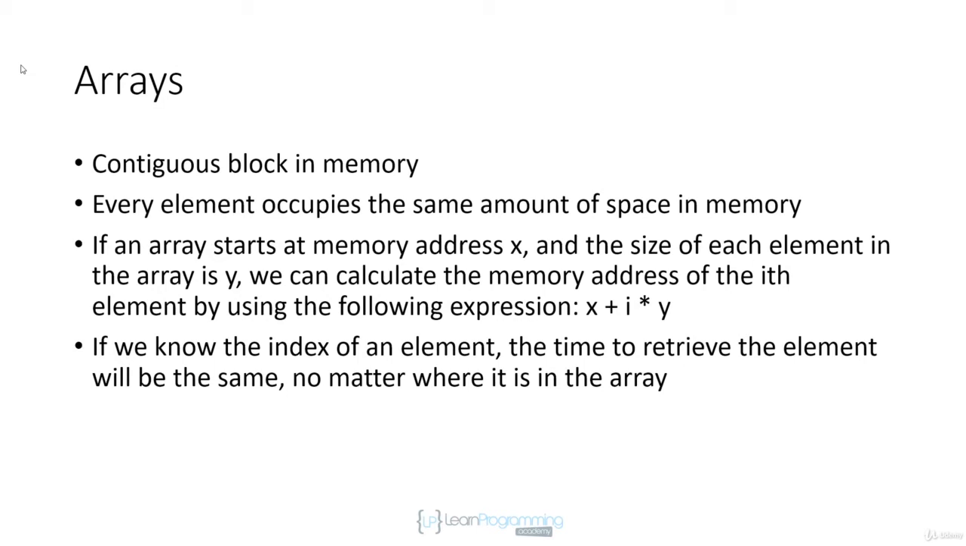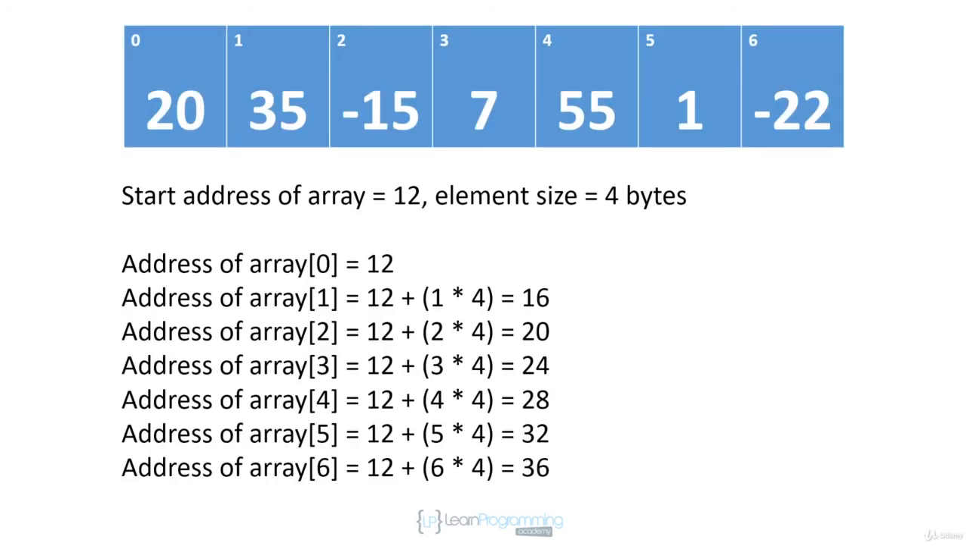And that works whether we want the first element in the array, or the 5,000th element, or the 1,000,000th element in the array. All we ever have to do to get really quickly to that element is do that simple calculation to get the memory address. And this is made possible because of the first two points: because arrays are one large contiguous block in memory, and because every element in the array occupies the same amount of space in memory. So let's have a look at this for the array we just created. We created an array of length 7, so the valid indices are 0 to 6.